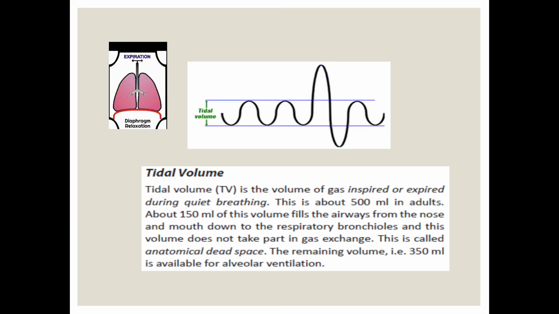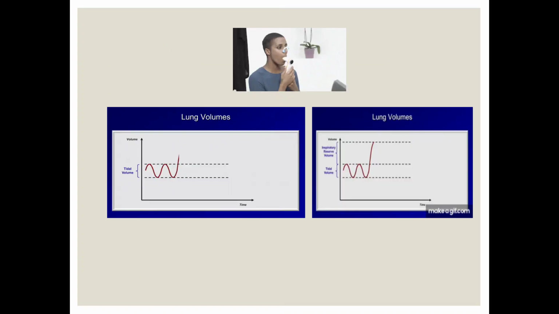Now come one by one. First is the tidal volume. Tidal volume is the volume of gas inspired or expired during quiet breathing. So these 3 points are important: volume of gas, inspired or expired, during quiet breathing. What is the normal value of it? It is around 500 ml in adults.